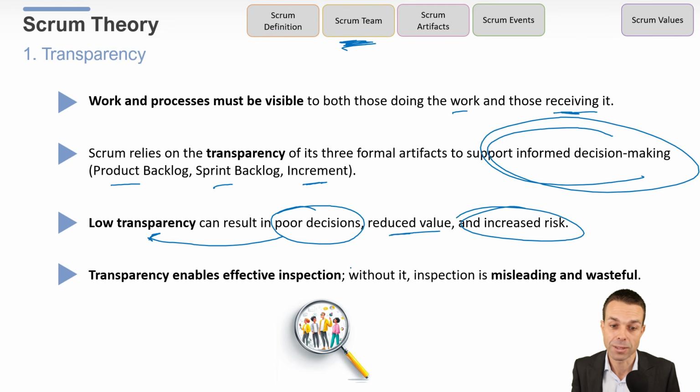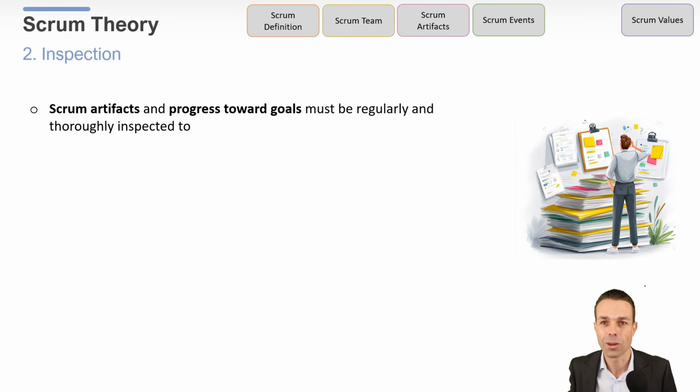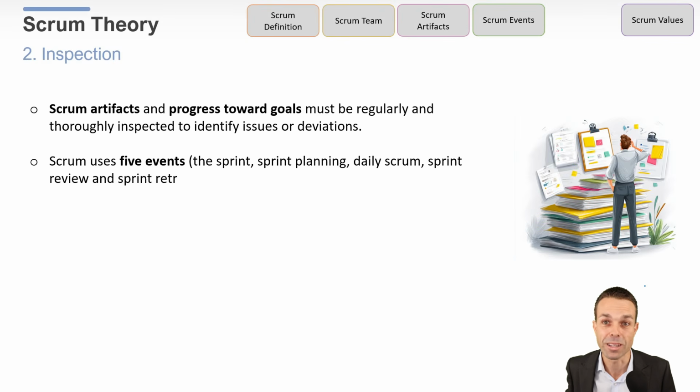Transparency enables effective inspection. Without it, inspection is misleading and wasteful, like that showcase that we were talking about before, the pre-recorded showcase. It was a waste. It wasn't real. And then when we released to the customer, it wasn't a good outcome. So we want it to be transparent. We want it to be real, empirical.